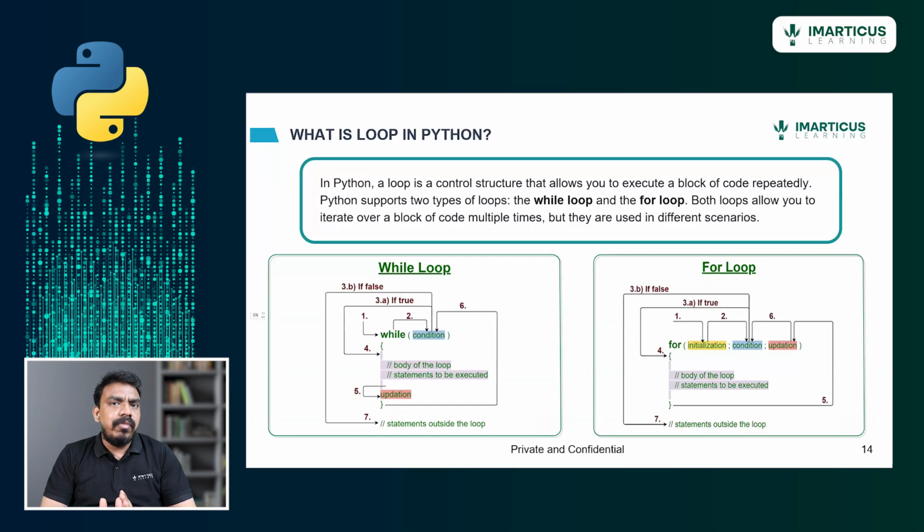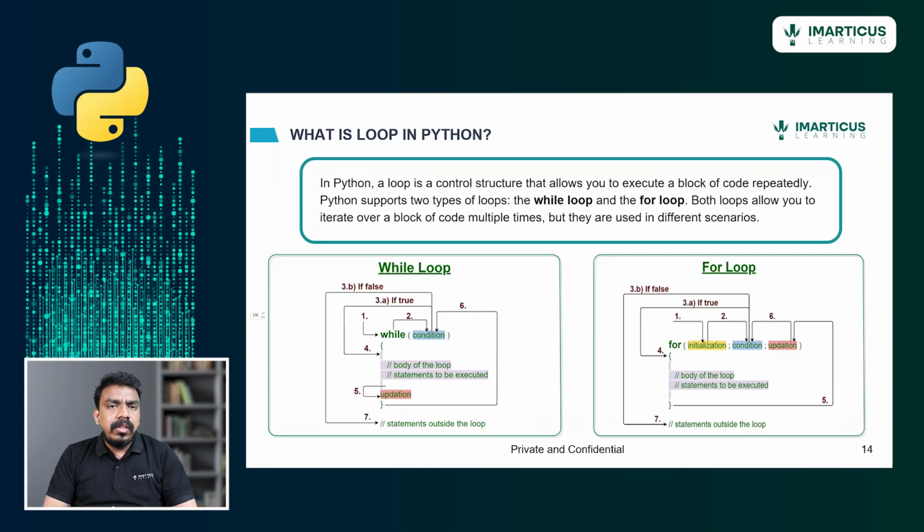What is the difference between the for loop and the while loop? You can ask me, right? Both loops allow you to iterate a block of code multiple times, but they are usually used in different scenarios. The while loop will keep on continuing until it breaks. So when to use a while loop? When you don't know the number of iterations, at that particular time you go for a while loop.